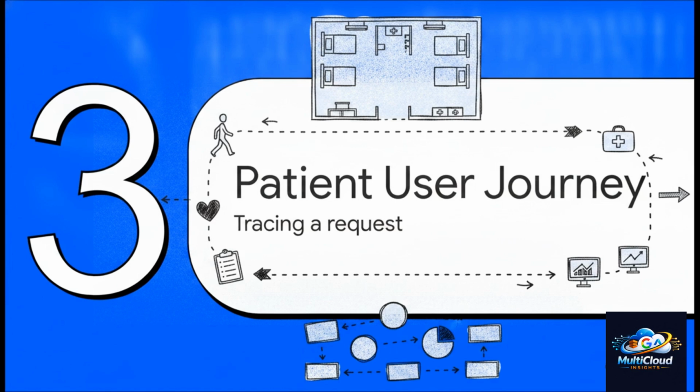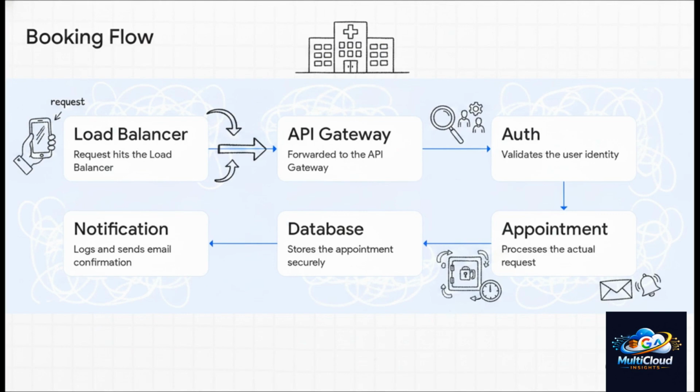Next up, Section 3, the patient user journey. To really see this in action, let's just trace a simple patient appointment booking. So, first, the user's request hits the load balancer, which is basically acting as our traffic cop. Second, it gets forwarded over to the API gateway. Third, our authentication service steps in to validate the user, making sure they're exactly who they claim to be. Fourth, the dedicated appointment service processes the actual request. Fifth, the database securely stores that appointment.